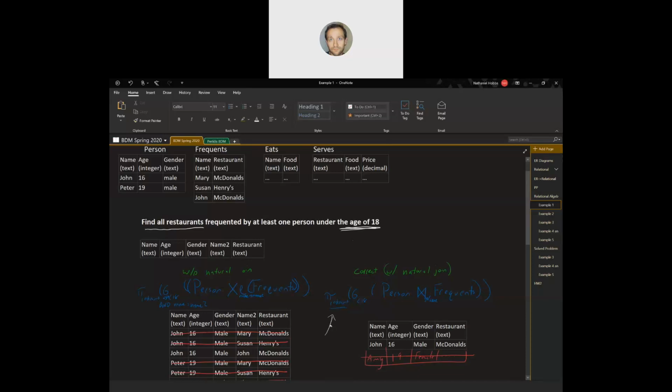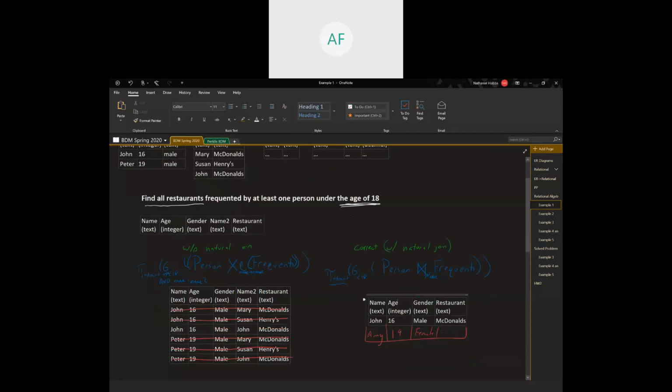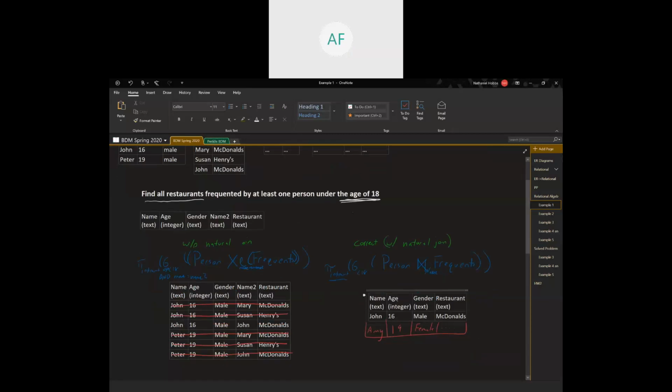Okay, any questions about that before we move on? Can you explain that one more time, please? Which one? The whole thing? The correct one? Yeah, the right one. Oh, the right one. Sure. Or the difference between the two? Yeah. Well, so the result is the same.